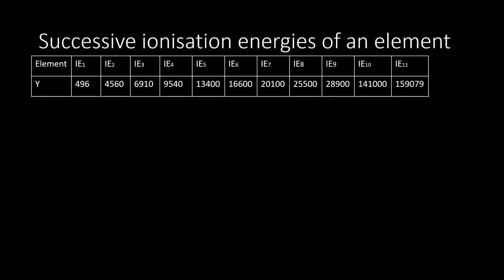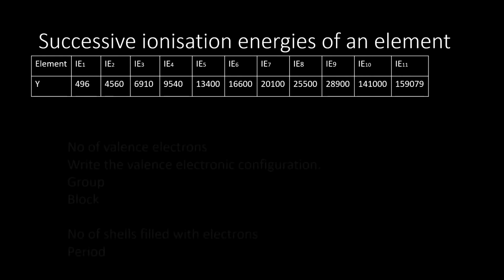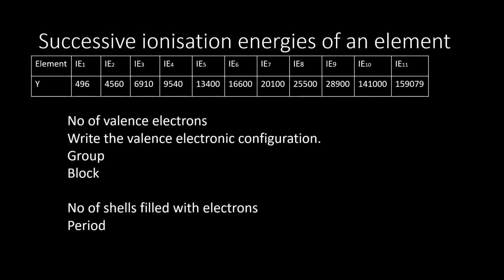Why do we want to know the successive ionization energies of an element? From the successive ionization energies of an element, we can get a few pieces of information about the element. The first piece of information that we can obtain is the number of valence electrons that the particular element has. From the number of valence electrons, we can write the electronic configuration of the element and determine the group and also the block of the element.